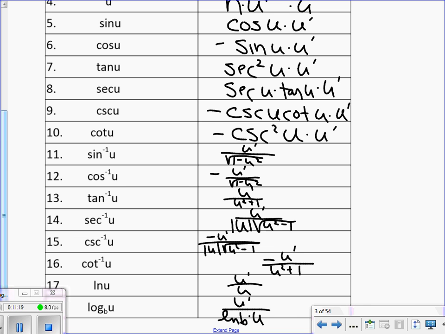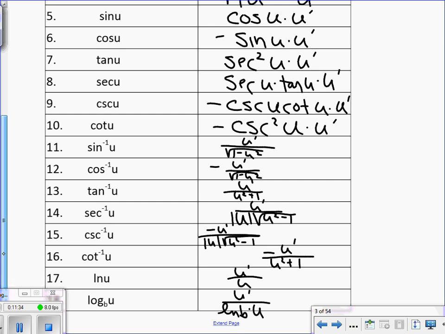u prime over the absolute value of u times the square root of u squared minus 1. And for the inverse cosecant of u, it's just negative u prime over the absolute value of u square root of u squared minus 1. The u primes are on top. Instead of writing it next to it, you can always just put it on top of the fraction. It's always there. We always use the chain rule.